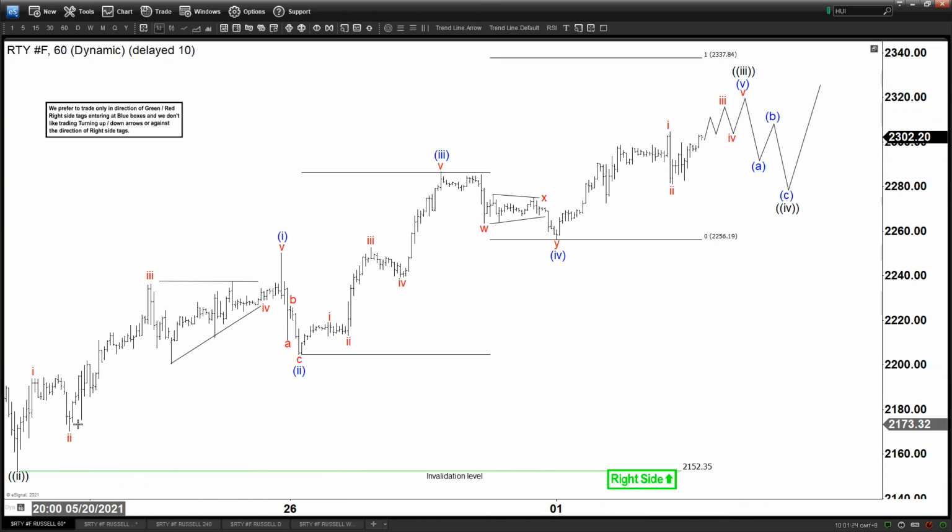So maybe we are doing a nest, like a 1 2 and then 1 2 and then now 3. With this proposed count, we are within wave 5. You can clearly see we have 1 2 3 4 and then 5 already, but within the 5 it looks incomplete now, and it seems like we want to break higher again. Alternately, of course, we could have ended 5 here if we don't break higher. 5 of 3 could have ended here and then do a pullback. So as long as we stay above 2152, we could expect at least one more push higher within the wave 5 in the black degree.